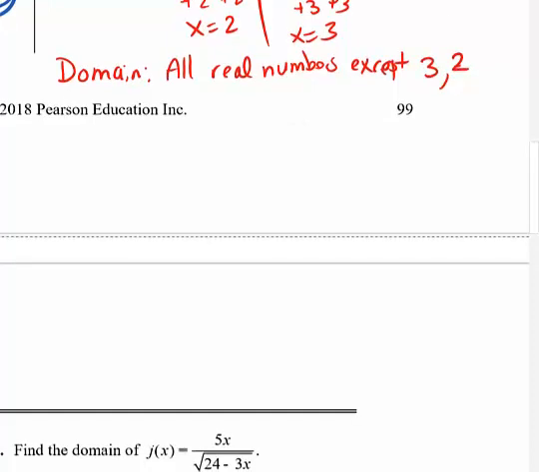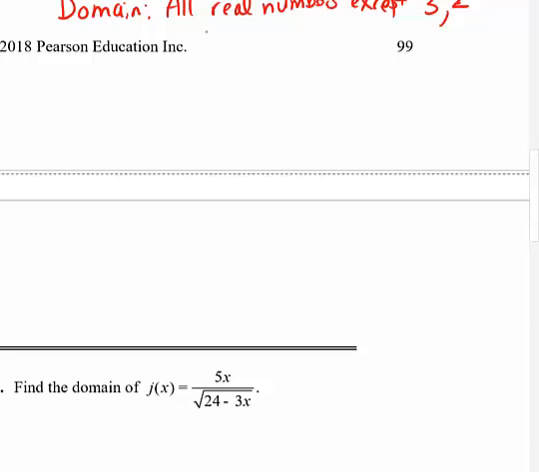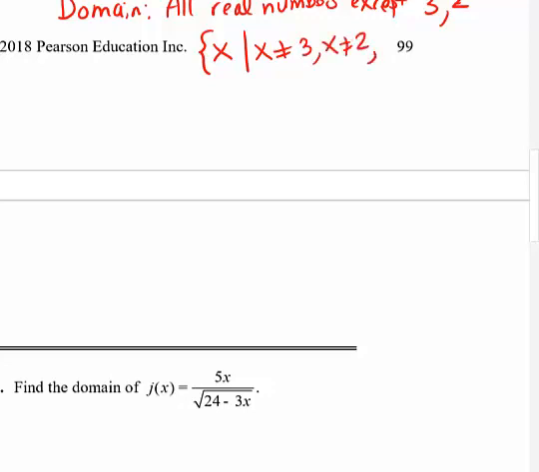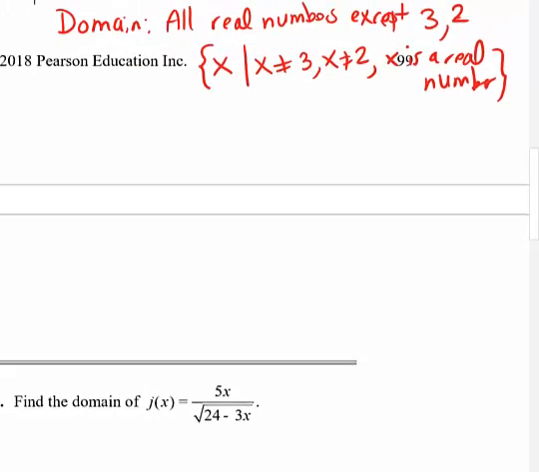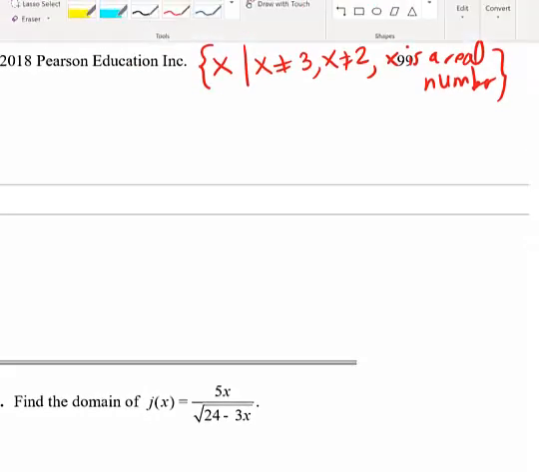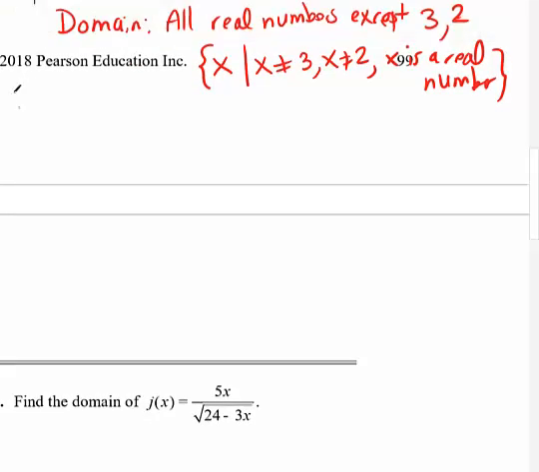But if you want to be more precise about it, I should write either in set builder notation or interval notation. Set builder would be the set of all x such that x does not equal 3, x does not equal 2, x is a real number. This is just the technical way to write it. Or if you want it in interval notation, if you're really good, you can probably just write it out right now, but sometimes I have to think about it.